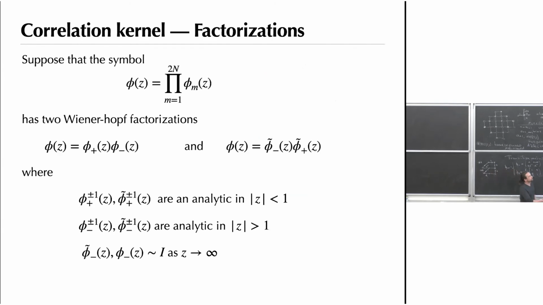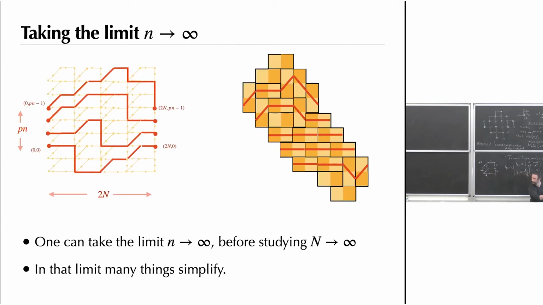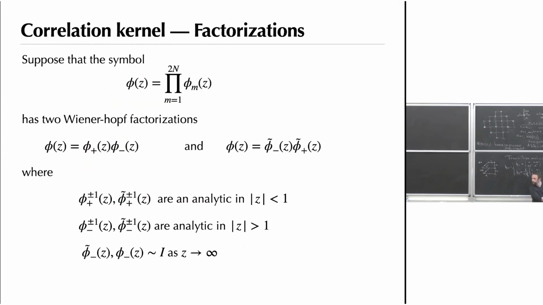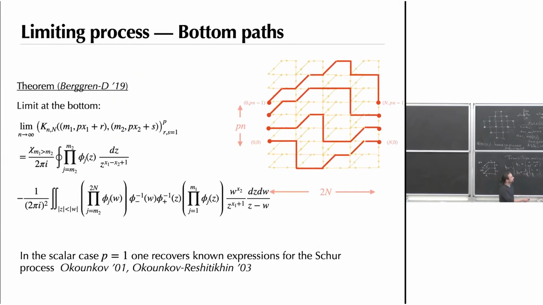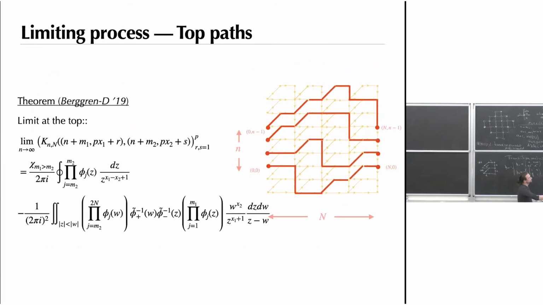Why do I do that? Because remember, we have two Aztec diamonds, right? When we go to n to infinity, we have to choose which one we are going to look at. Now we also have two factorizations. One is for the bottom and the other one is for the top. So what happens is that if you look at the bottom, the smaller Aztec diamond, then you need the phi minus and the phi plus without the tilde. And if you look at the top, then you need the tildes.